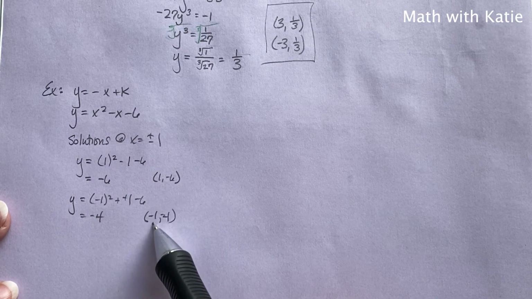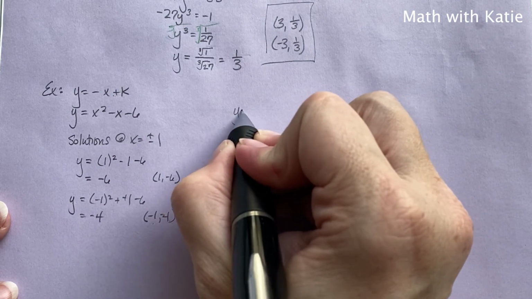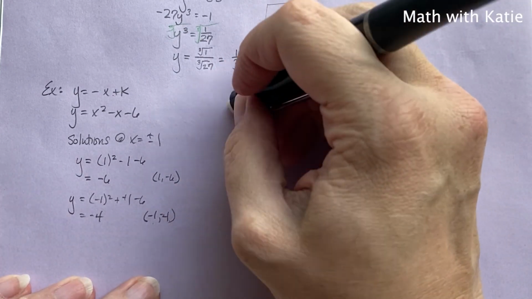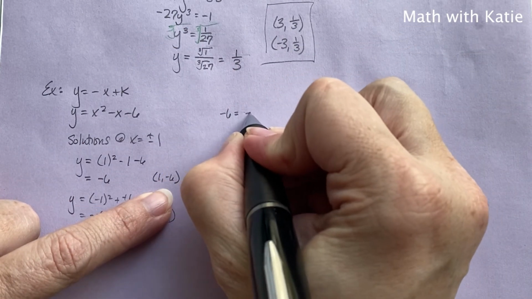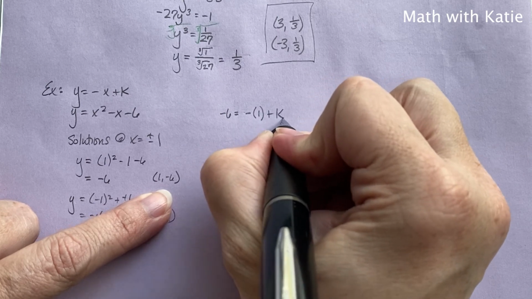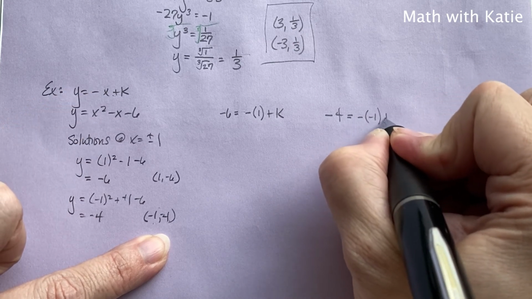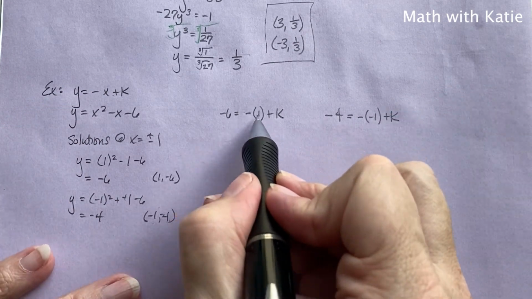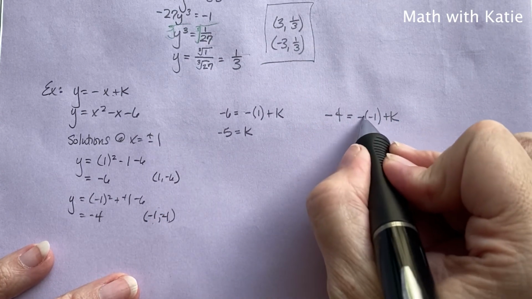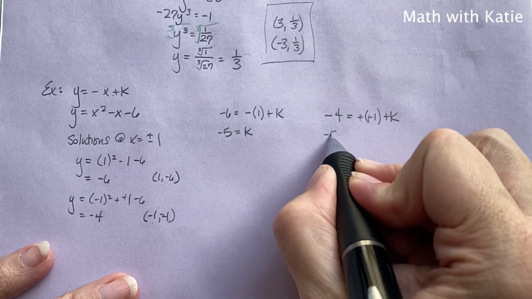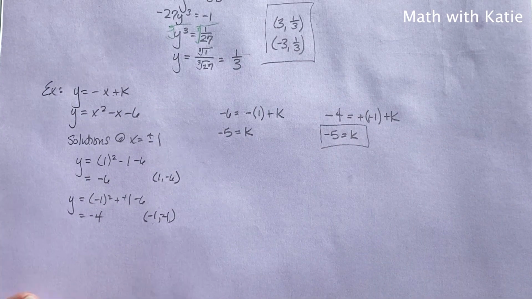So now that we have our points, we're just going to plug those points into the equation with the k. So y equals, so -6 equals -1 plus k, and -4 equals -1 plus k. All right, so this would be -1 added over, we get -5. Okay, -4, so that'll be a +1, so subtracted over, -5. All right, so at least we know -5 is our k, and that is it.